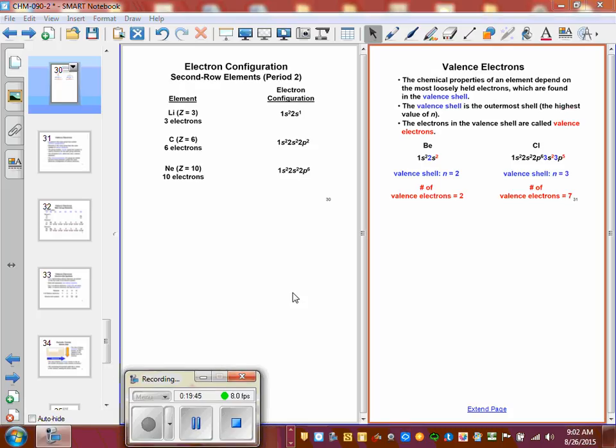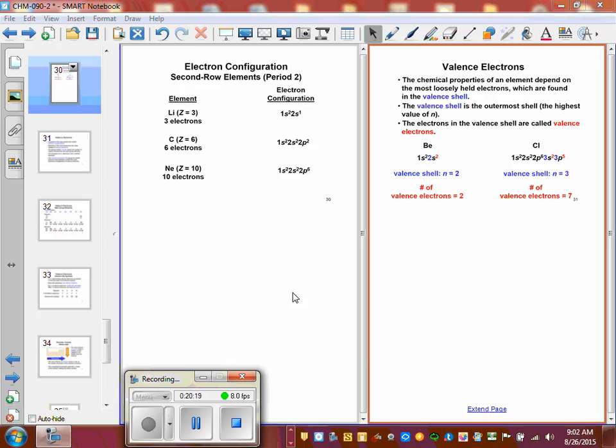Valence electrons. I said all the chemistry occurs with the electrons. What occurs with the outermost electrons? Those are called the valence electrons. They're in the valence shell. When you do the electron configuration, you look at the highest number. So beryllium, the highest number is 2, has 2 valence electrons.